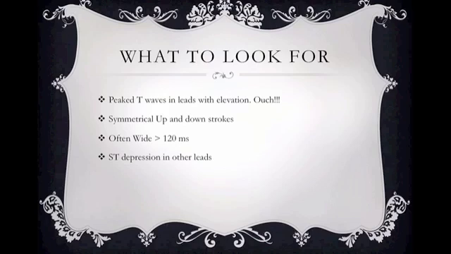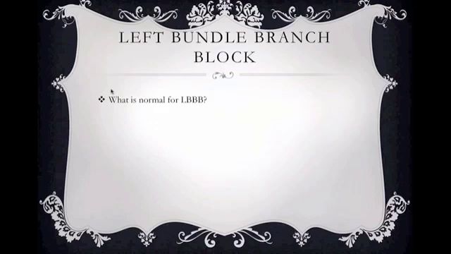They have symmetrical up and down strokes. Your QRS complex will sometimes be wide, usually greater than 120 milliseconds, and we might see some ST depression in other leads. That could be normal. All right, so that is our hyperkalemia.